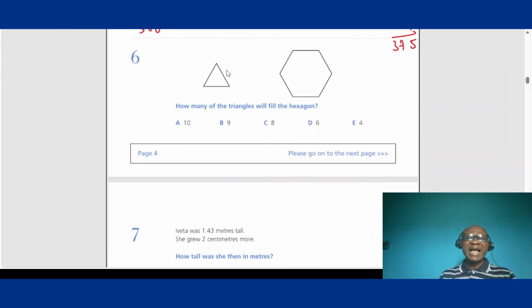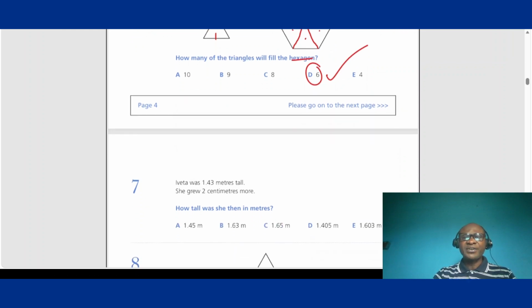The hexagon. This is an equilateral triangle, meaning all the 3 sides are equal. How many of them can fit into this hexagon? If this is the center of the hexagon, I can make a similar equilateral triangle here, another one here, another one here, another one here, and another one here. So they are equal. So I have 1, 2, 3, 4, 5, 6. Correct option is option D. So 6 of such equilateral triangles can fit into the hexagon.